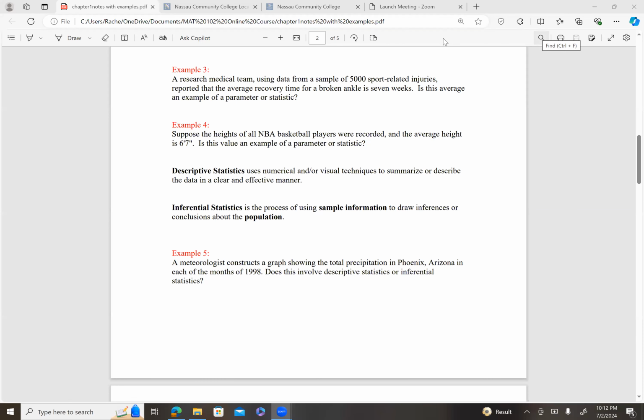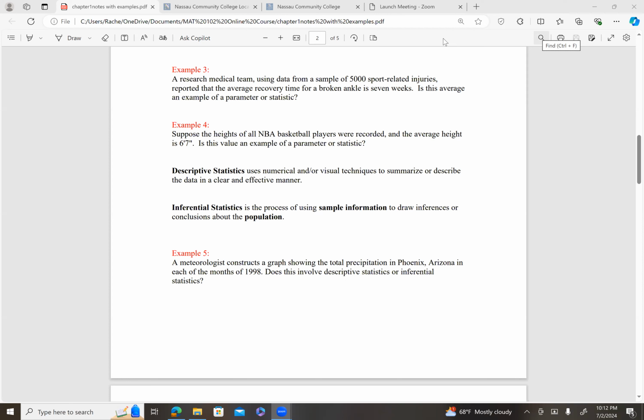Hi, everyone. In this lesson, we're going to finish up chapter 1, and we'll continue where we left off from the last lesson, which is at example 3. Example 3 and example 4 are two more examples where we're going to cover the difference between a parameter versus a statistic, and then we'll get into some new definitions. We'll do a couple more examples, and then we'll wrap up chapter 1.